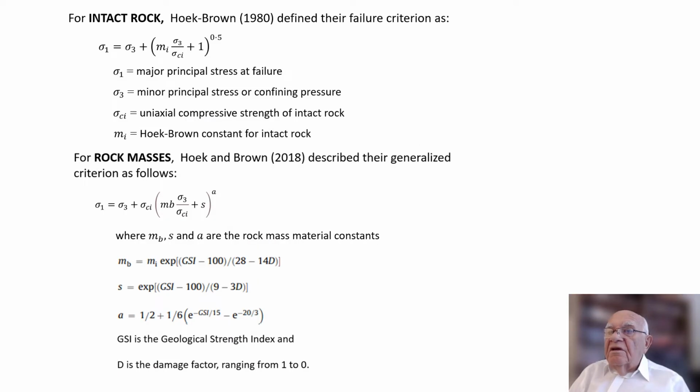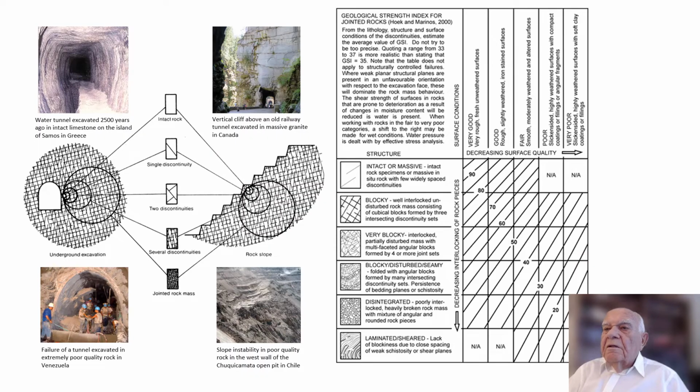The Hoek-Brown criteria for intact rock can be extended to rock masses by generalizing it as shown on this slide. The constants mb, s, and a can be varied to accommodate discontinuities such as joints and blast damage. The Geological Strength Index, GSI, was introduced by Hoek and Marinos in 2000 to provide a basis for incorporating jointing and disturbance into the Hoek-Brown criterion.